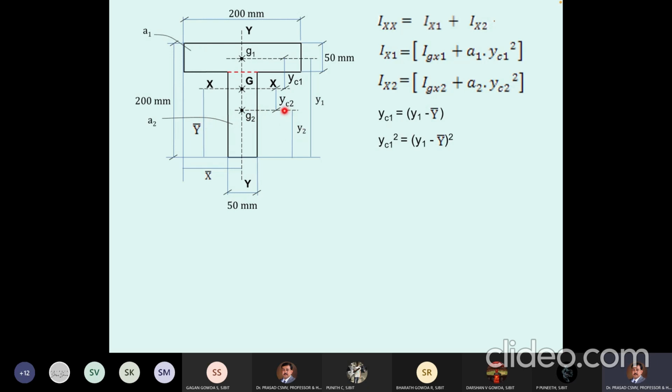So YC2 is nothing but Y bar minus Y2, or I can still write YC2 as Y2 minus Y bar. Because Y2 is lesser and Y bar is greater, if you subtract we get a negative sign, but a negative term on squaring will still become positive. So for YC1 I will write Y1 minus Y bar, and for YC2 square I'll write Y2 minus Y bar. You can figure this out, because Y1, Y2, and Y bar we have already calculated.